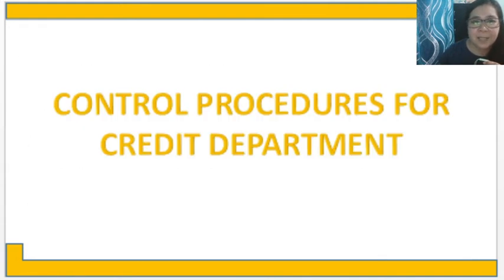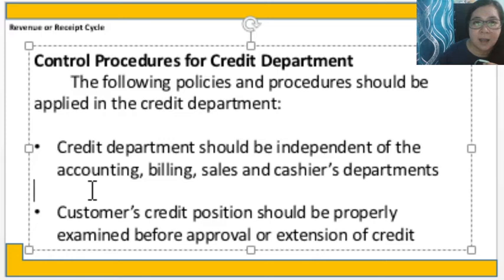So the next department under the receipt or revenue cycle is the credit department. So we will discuss the control procedures specifically for this office, or under their transaction. So we have here the following policies and procedures that should be applied in the credit department. So first, credit department should be independent of the accounting, billing, sales, and cashiers department.